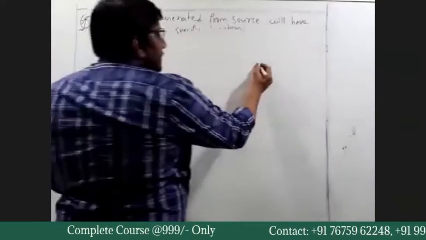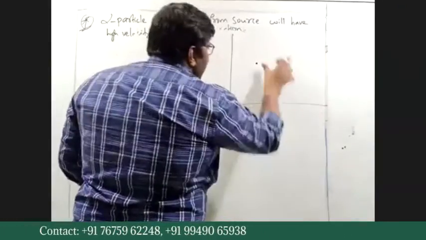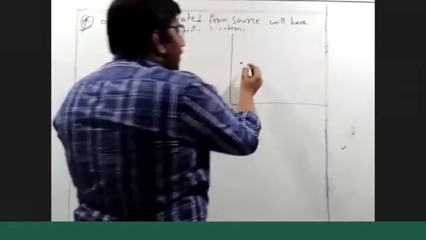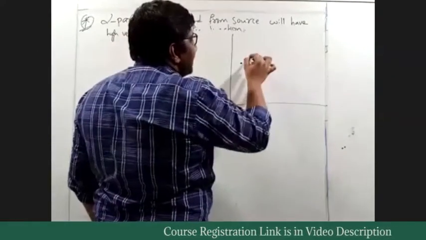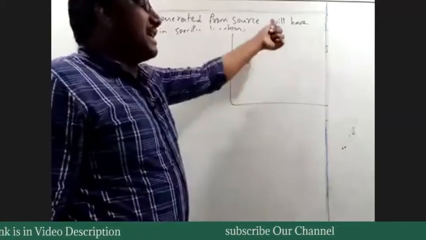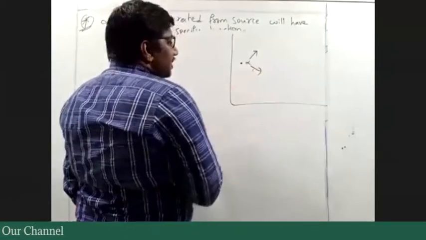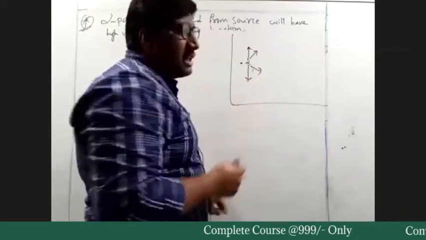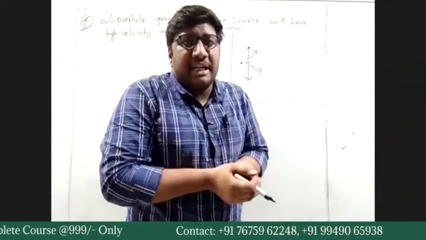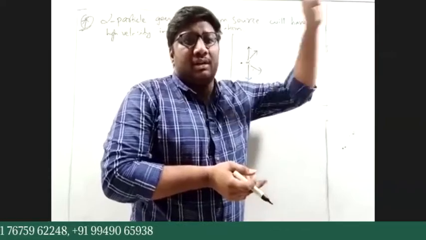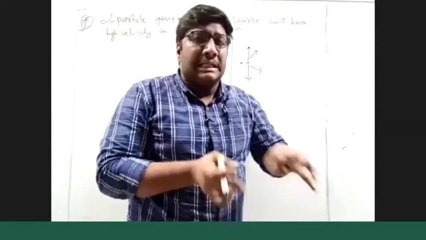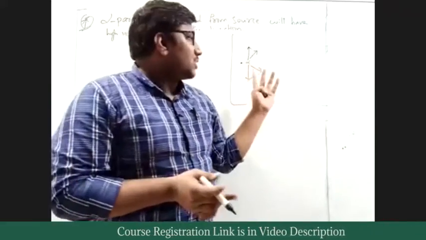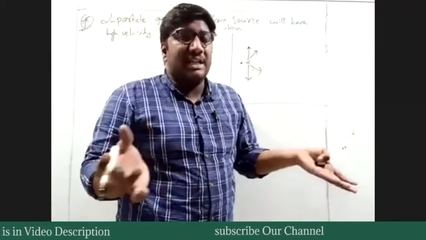See here, this is our source. Alpha particle is generated. Whatever alpha particle is generated, it may have velocity in this direction, in this direction, in this direction. So all are possible. We are checking the possibilities. The alpha particle may have velocity in different directions. The direction depends on the reaction from which it has come out. It may come out in different possible ways, so the velocity may be in different directions. That is known to us.